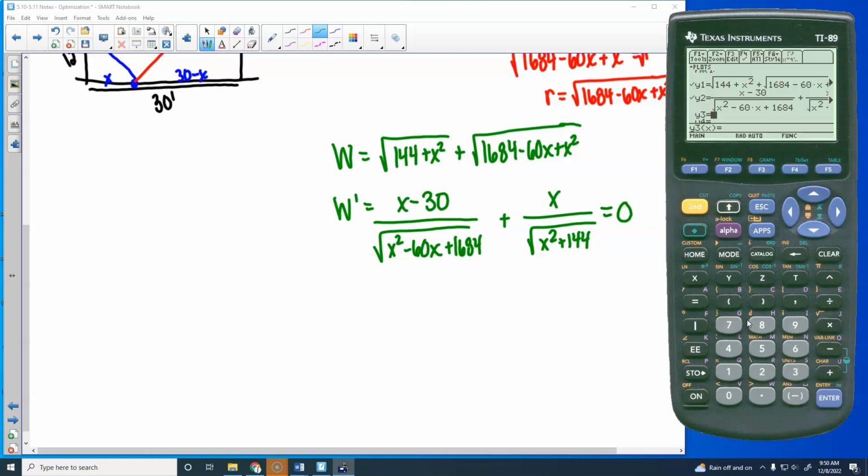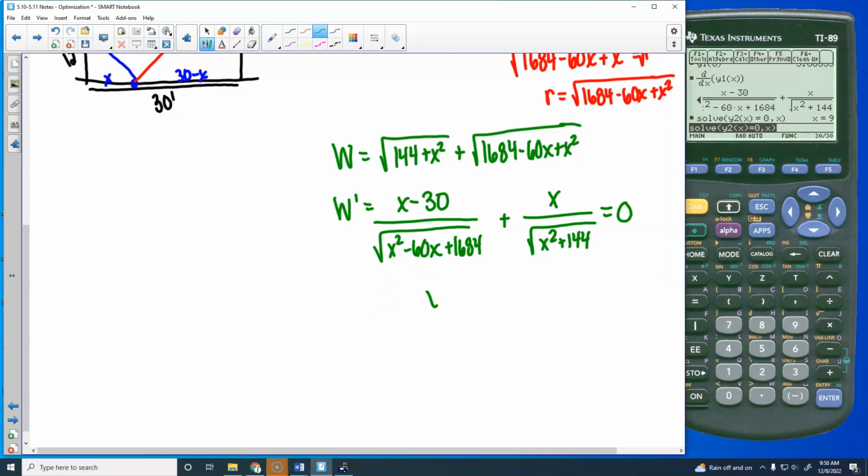And you can look at the graph, or you could use the solve feature. Solve feature should work fine for this because it's not trig, hopefully. If it doesn't break it, sometimes it breaks it. So if I do y2 of x equals 0, comma x. Oh, I didn't hit the green button before I hit enter either. Oh, it just gives you 9. So we get x equals 9 as our critical point.